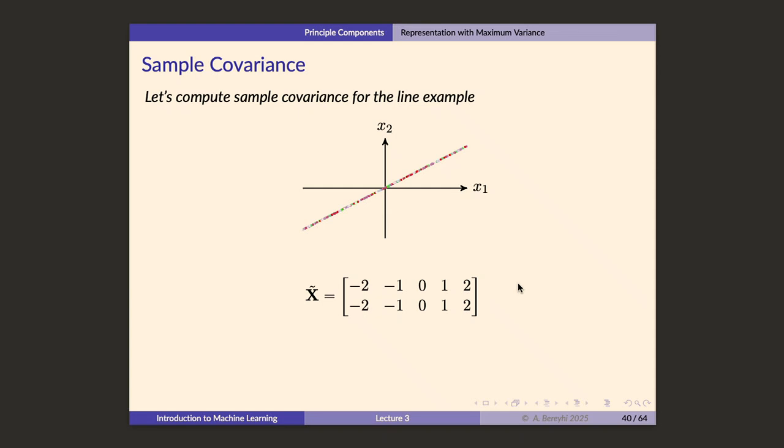Now, if I get this one, what is the dimension of this one, first of all? It's 2 by 5, right? 5 is the number of data points that I have: 1, 2, 3, 4, 5. And 2 is the dimension of my data space. Every single point is in 2 dimensions, right? If I get this and multiply x tilde with its own transpose, what would be the dimension of this matrix? What is it? 2 by 2, great.